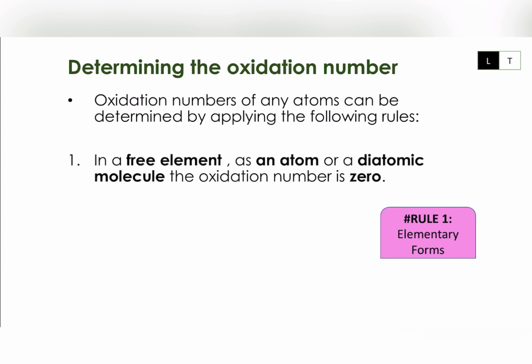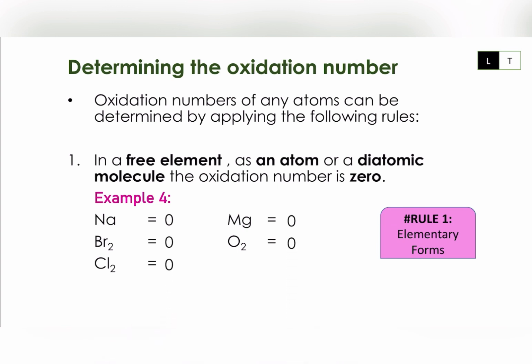The first rule is elementary form. For example, an atom or diatomic molecule, their oxidation number is 0. You can see from example 4, sodium, magnesium, and then you've got a few molecules here: bromine molecule, oxygen molecule, and chlorine molecule. All of these have an oxidation number which is 0. So you just write it down as 0, the value.